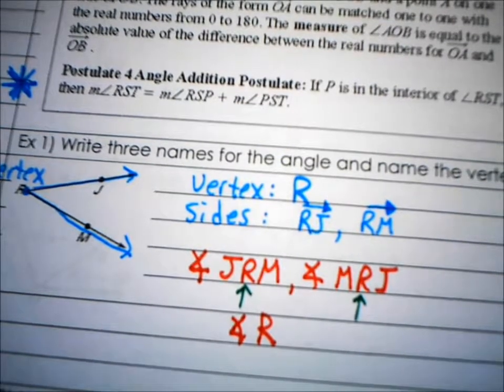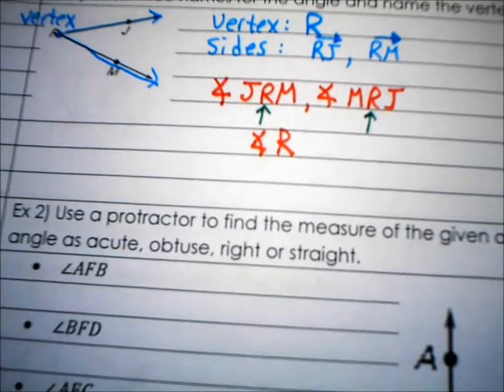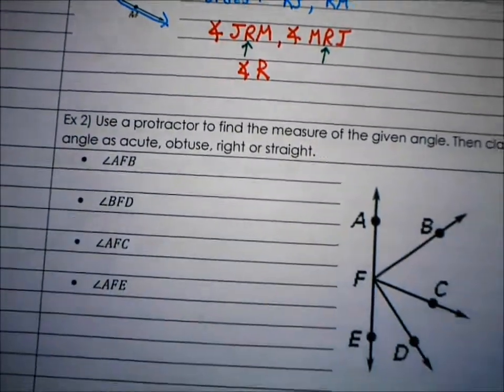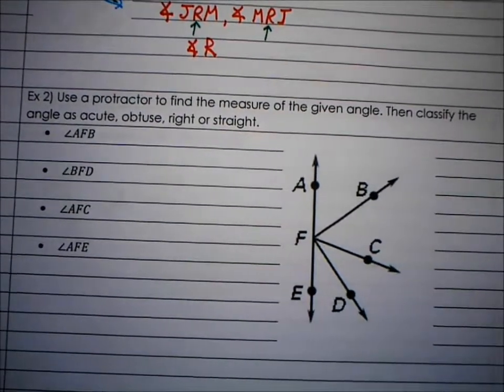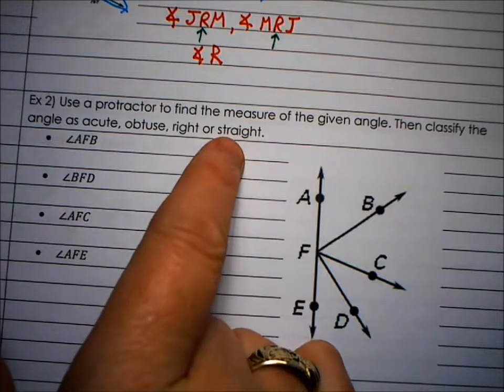On number 2, you've got to have your protractor, because it says, okay, use a protractor to find the measure of the given angle. And then they want you to classify it as either being acute, obtuse, right, or straight.